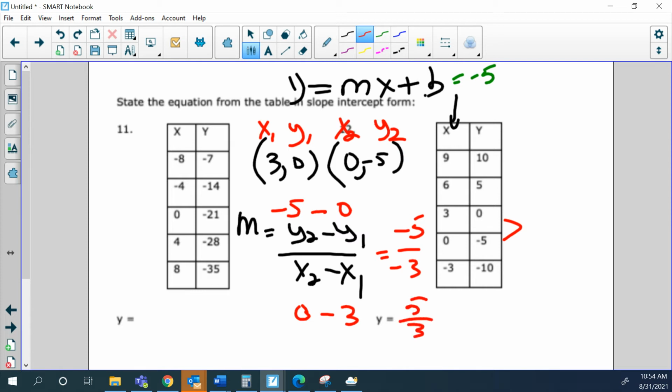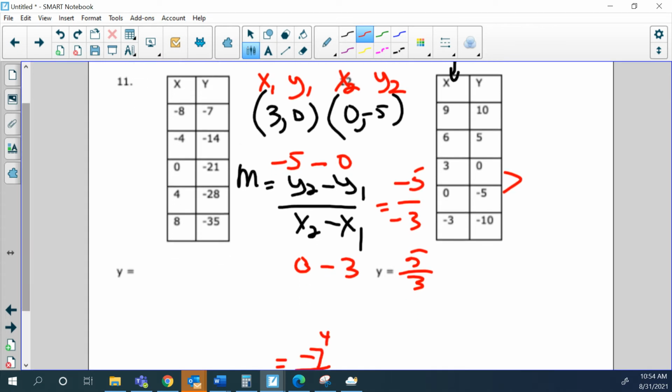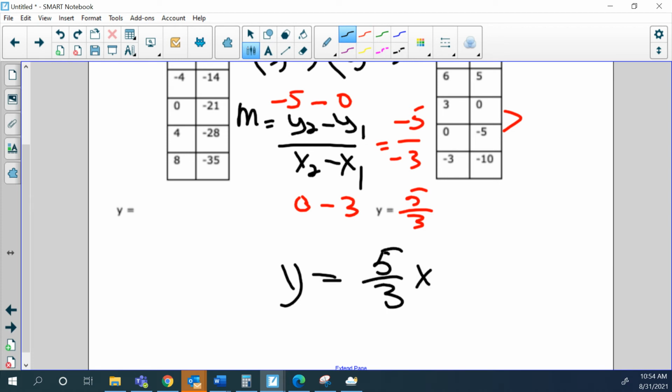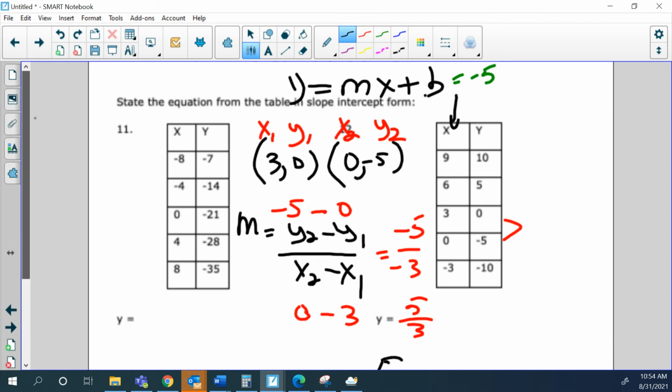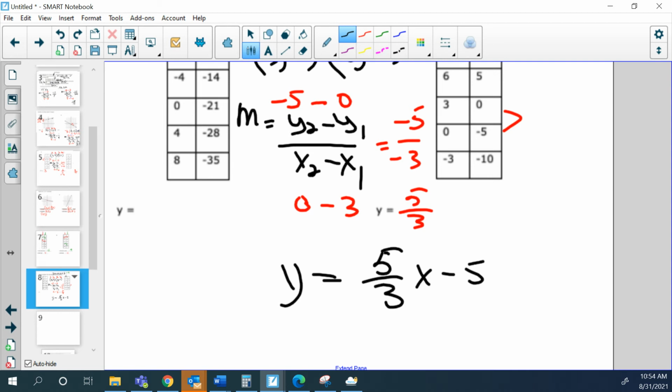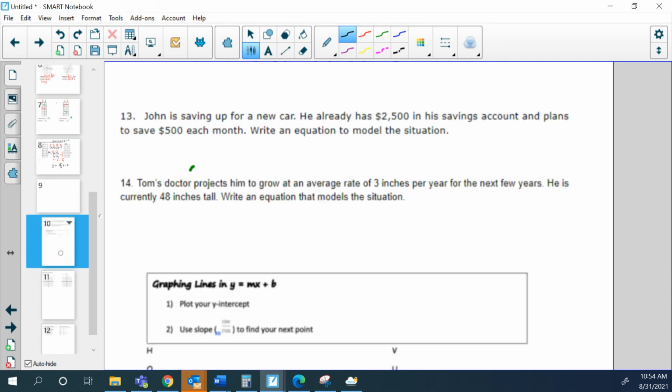All right, so my equation now is going to be y is equal to, my slope is 5 over 3, x, and my y-intercept was negative 5, so minus 5. All right? Okay, let's move on.